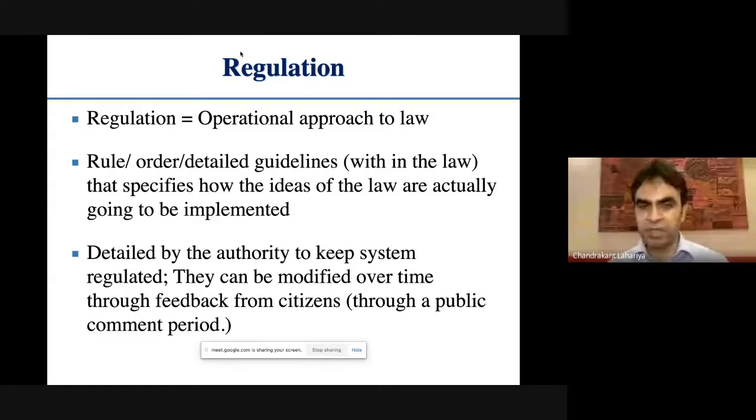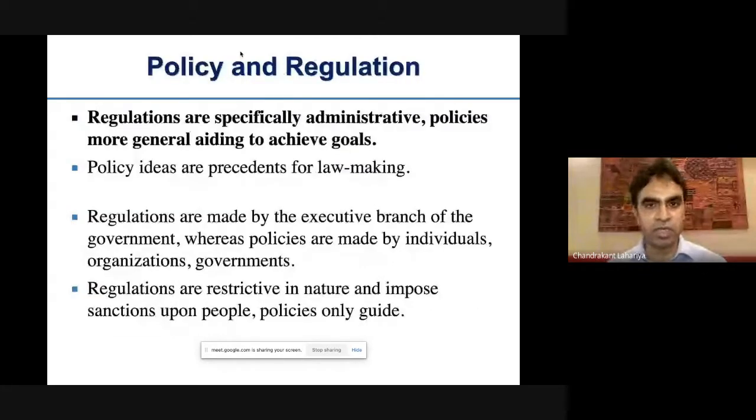One of the key differences between law and regulation is that law can be amended only by the legislature, but regulation can be modified through feedback from citizens or by the executive only. It need not go to a higher level or the legislature. Regulations are specifically an administrative process. Policies are a more general guiding approach for achieving a goal.